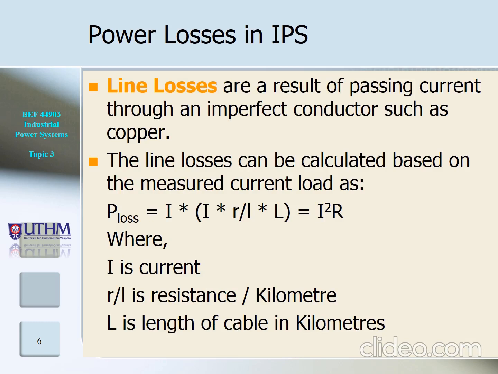Line losses are a result of passing current through an imperfect conductor such as copper. The line losses can be calculated based on the measured current load. This is the formula for losses, P losses, which is equal to I squared R, where I is the current, and R divided by L is resistance per kilometer, and L is the length of the cable in kilometers.